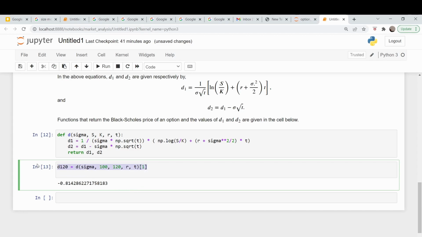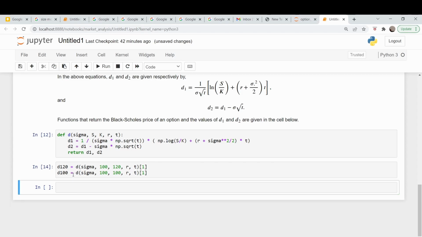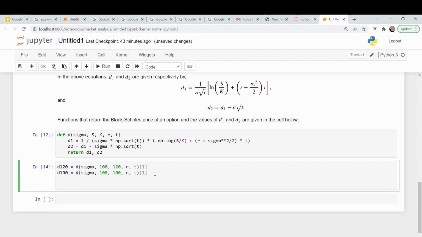So let's do the same thing for D100. I'm just going to copy this, paste this, our new strike price is 100, and that seems to run okay. So our probability should just be norm.cdf of D100 minus norm.cdf of D120.